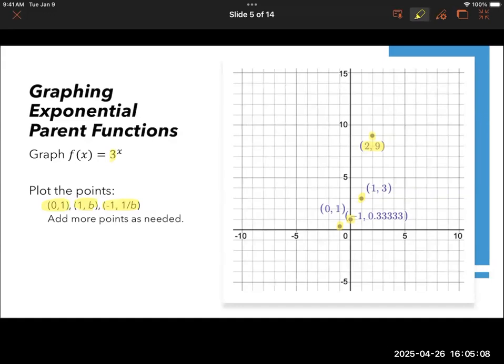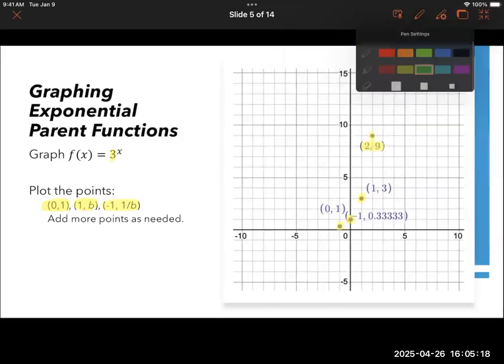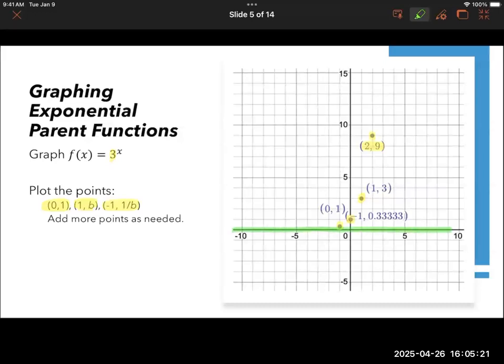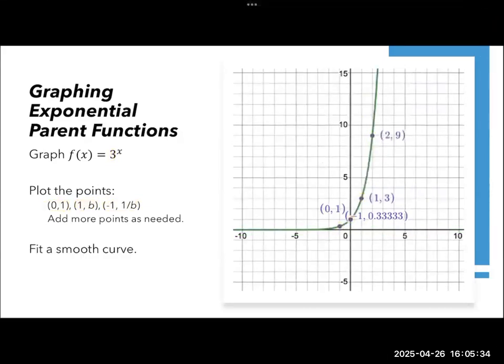Okay. And then once you've plotted 3 or 4 points to get a good idea of what that curve is going to look like, and again, keeping in mind that we have our y-axis, x-axis, y equals 0 as a horizontal asymptote, then we're going to put in our curve. So we fit a smooth curve among those points, keeping it above the x-axis, and that will be our graph for an exponential parent function.